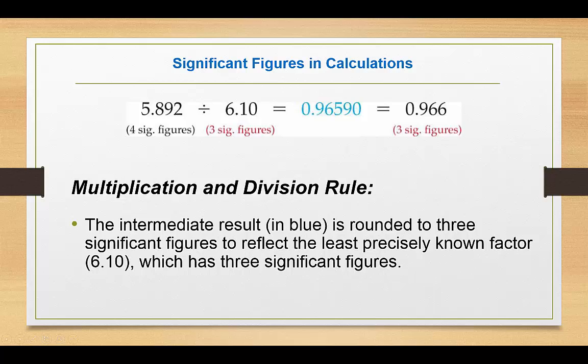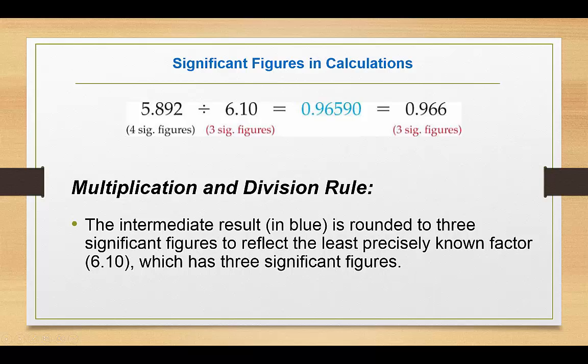Now let's look at division. Let's say I take the number 5.892, divide it by the number 6.10, and my calculator tells me 0.96590. Right, there's my intermediate number. Where do I round it? My first number has 1, 2, 3, 4 significant figures. This one, it's got a trailing 0 after a decimal point, so 3 significant figures. 3 is the smaller number. My final answer has to be rounded to 3 significant figures.